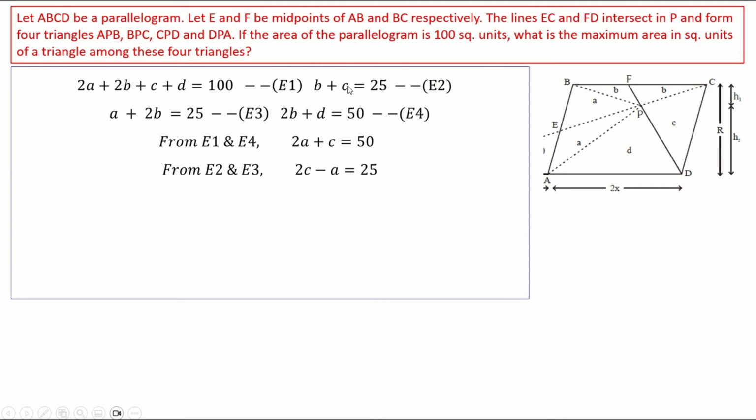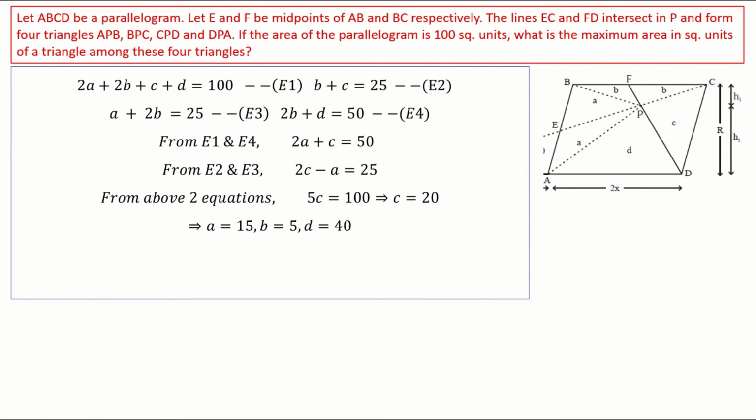Okay. From E2 and E3, you basically multiply this with 2 and subtract. Then what you will get is 2c minus a equal to 25. Okay. So from the above two equations, we can derive 5c equal to 100, or c equal to 20. You basically multiply this second equation with 2 and then add. So a gets cancelled and 5c will be remaining on this side, 100. So c equal to 20.